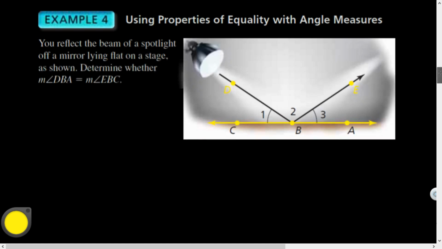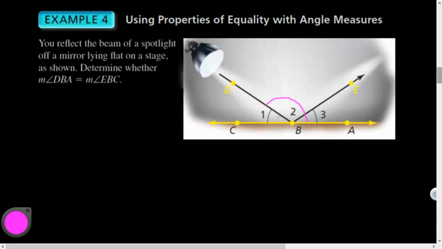And here we go. Example 4. You reflect the beam of a spotlight off a mirror laying flat on a stage as shown. Determine whether the measure of angle DBA, so that's this big angle here, is equal to the measure of angle EBC. So that's what we're trying to prove right there.